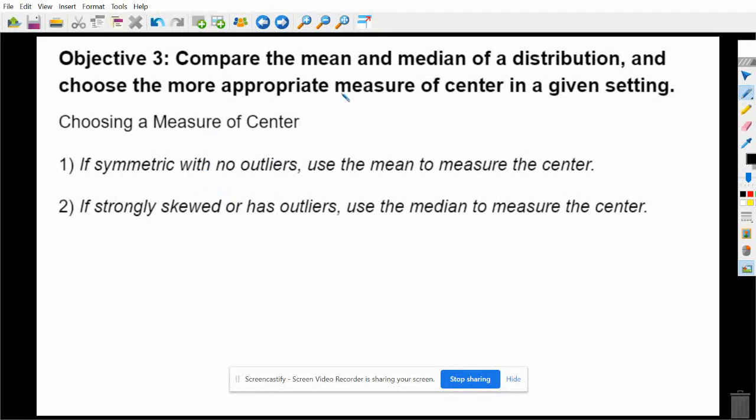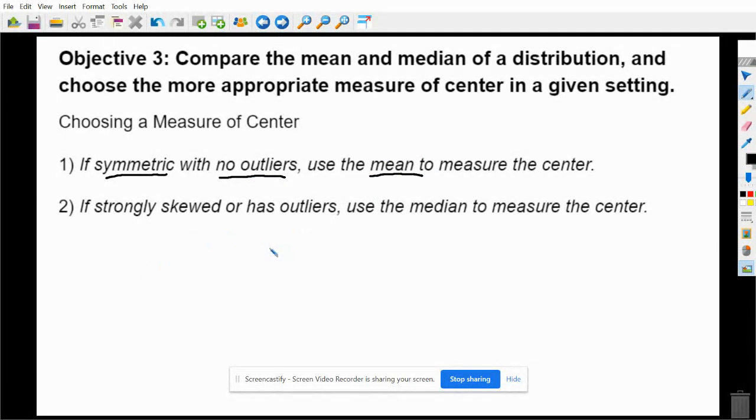So we're going to compare the mean and median of a distribution and choose the appropriate measure of center in a given setting. So, choosing a measure of center. If your data is symmetric, about the same amount of points on the left and the right of the peak, then we're going to use the mean. The mean's the better measure to use there. If it's symmetric and there's no outliers, we want to make sure that we use the mean to measure the center.